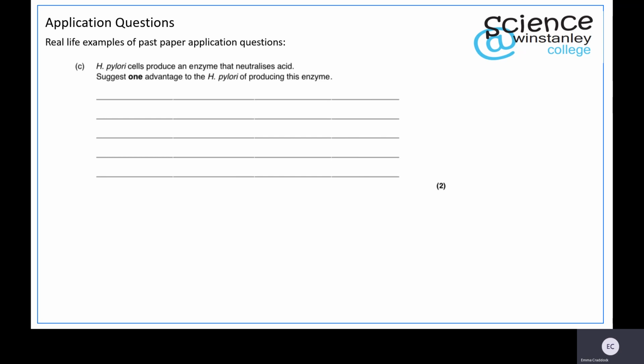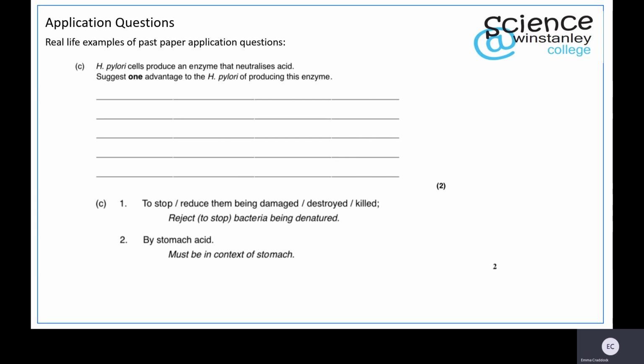So what I would suggest that you do is get rid of the word suggest, and it tells you exactly what the examiner wants. They want one advantage to the H. pylori of producing this enzyme. So just state one advantage to the H. pylori of producing this enzyme. But remember, the question is 2 marks. So give the advantage, and then perhaps say why that might be an advantage, because it is 2 marks. So the advantage needs to have 2 points to it. Okay, pause video, have a go.